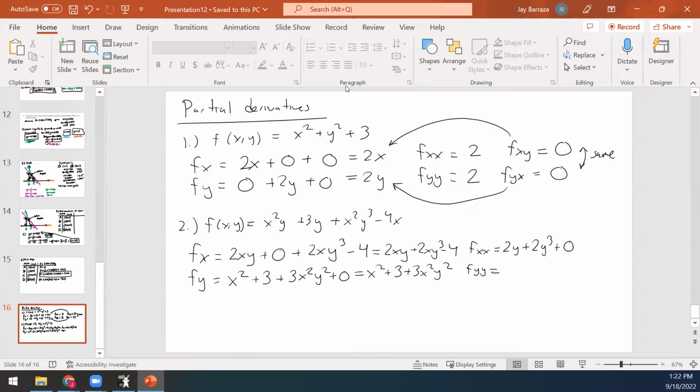Now for fyy, the x squared becomes 0, the 3 becomes 0, and then I bring down the 2, and I get 6x squared y. Notice the x squared is not being touched because it's a number to me. Oops, sorry. And so my final answer is 6x squared y. Okay. And then if I wanted to do fxy, I would go to this one right here. Let me just box these so you know what the solution is.